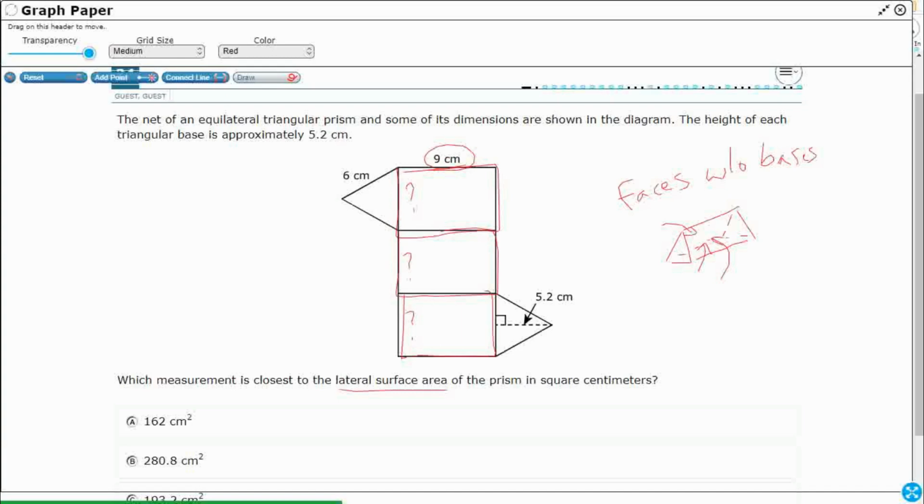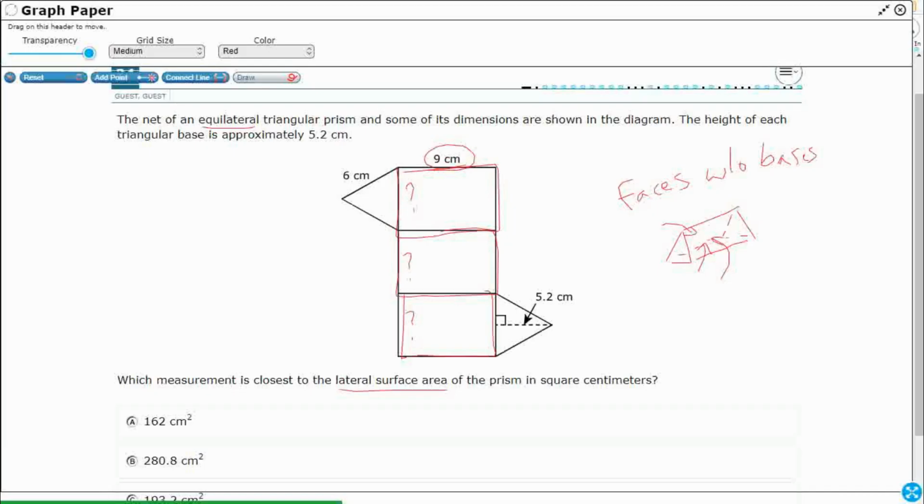Rather than just guesstimating, we have to go back into the actual problem itself, because I intentionally skipped over a word because I didn't want to give it away. But take a look. It says these are not just triangular bases. This is an equilateral triangular prism. So what does that mean?